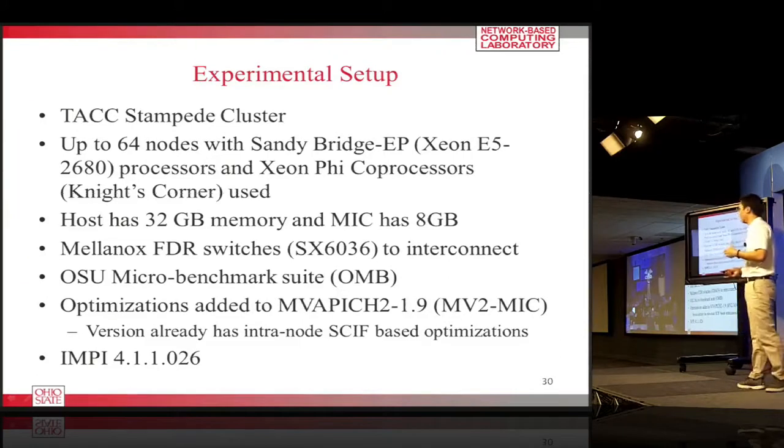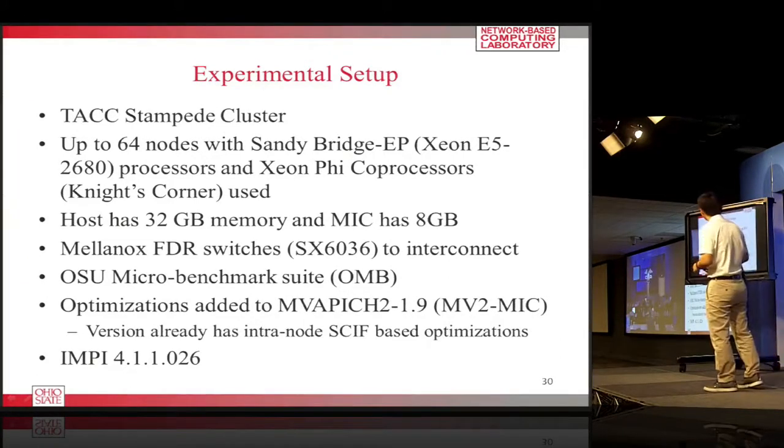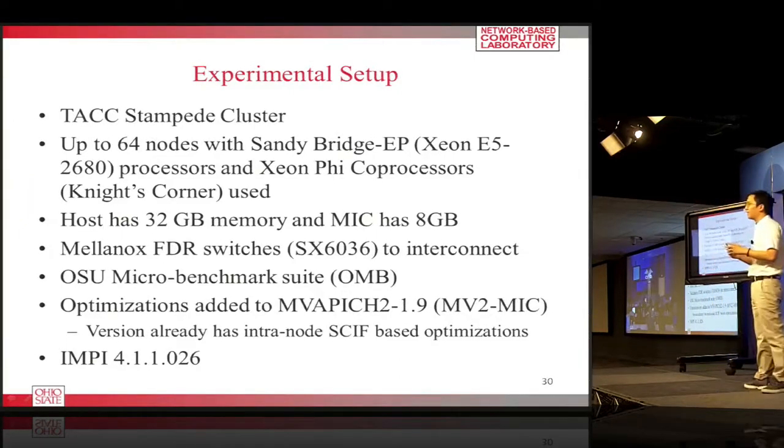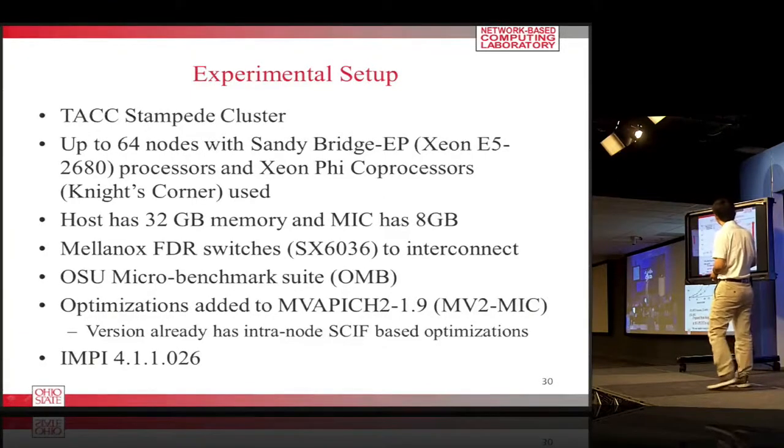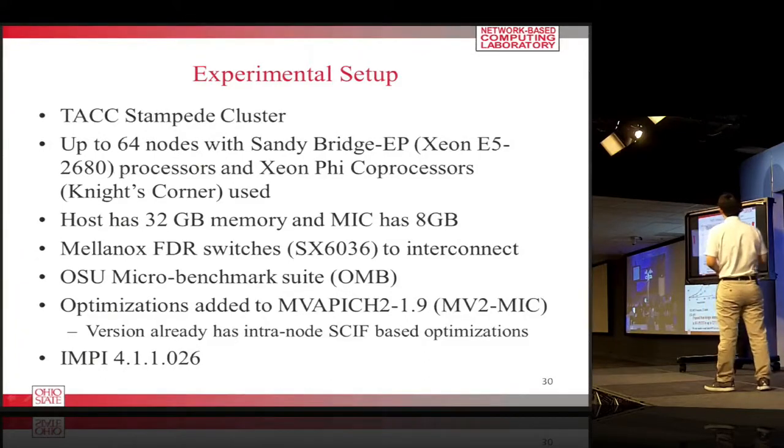We use our MRPH2 and also the OSU microbenchmark to evaluate the results. In order to compare with other MPI library, we choose Intel MPI 4.1. Okay, so let's first see the performance number of MPI Bcast latency comparison.